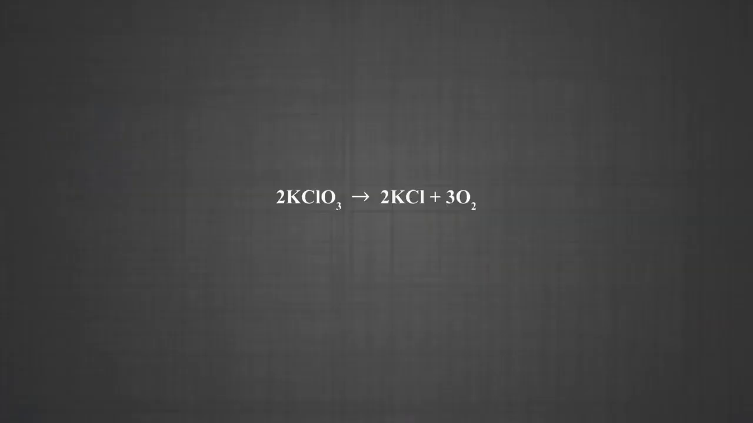What is meant by catalysis? Let me explain. Potassium chlorate, when heated strongly, decomposes slowly, giving dioxygen. The decomposition occurs in the temperature range of 653 to 873 degree Kelvin. This can be represented by the equation 2KClO3 giving 2KCl plus 3O2.